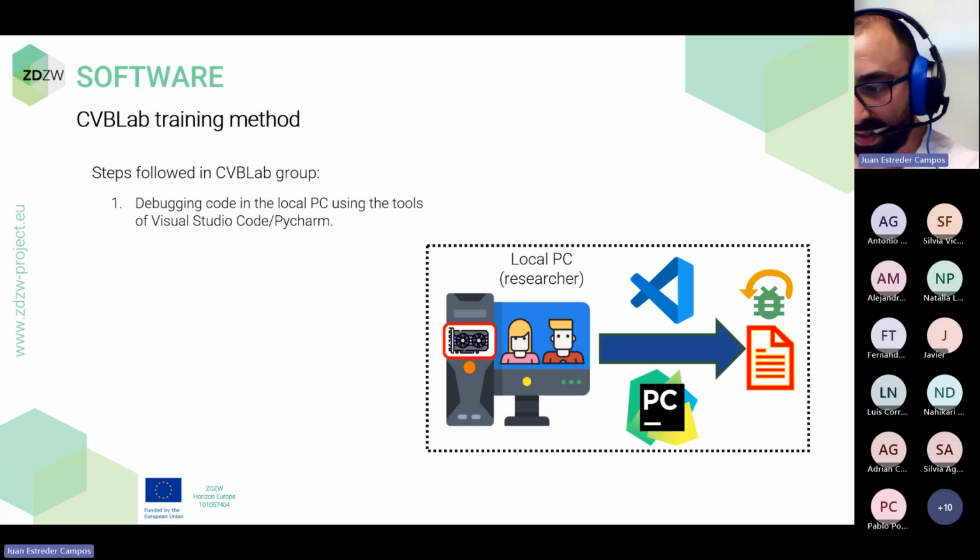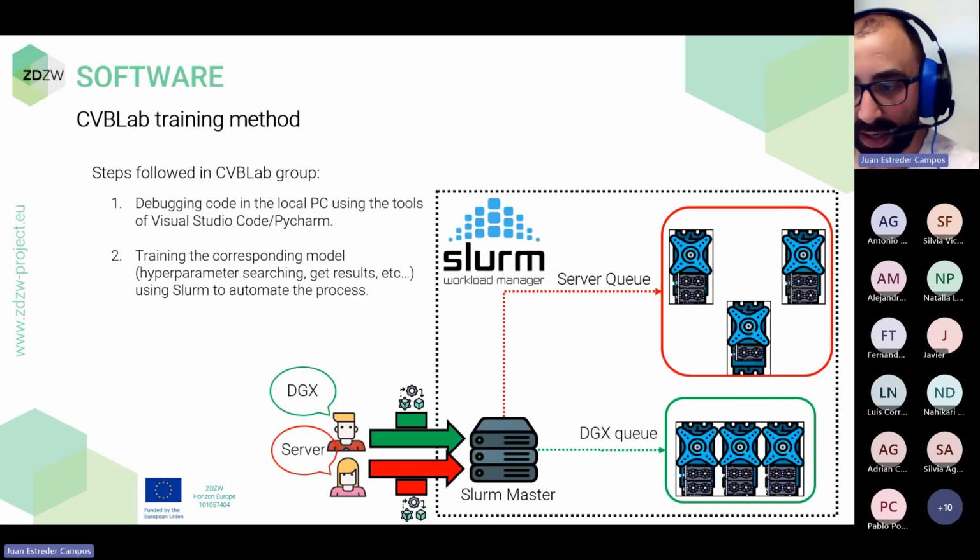And once the code is totally debugged and has no errors, they can use a tool called Slurm to communicate with the servers we have. Slurm is a job scheduler that is used to execute all the code in an efficient way, to take benefit of all the GPUs in the servers. As you can see, in this case we have two queues or two partitions: one for the servers and one for the big server in our place.